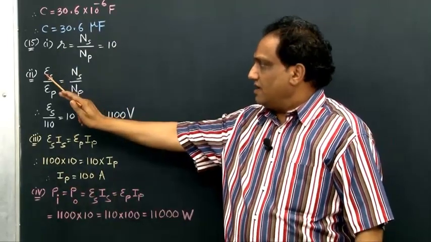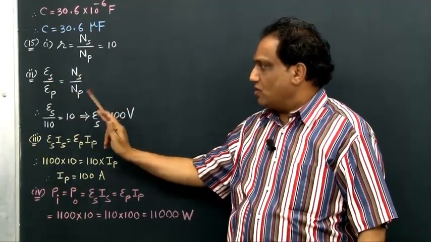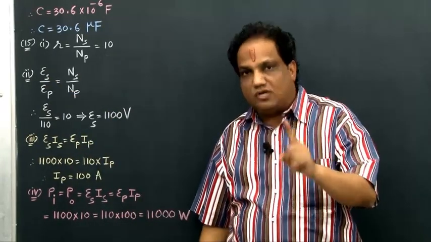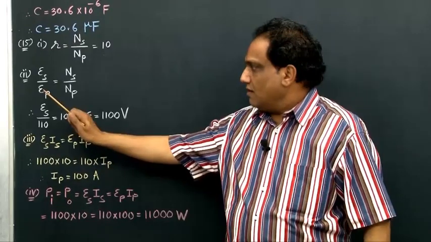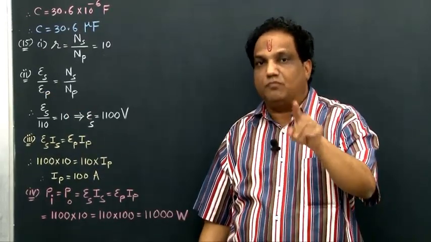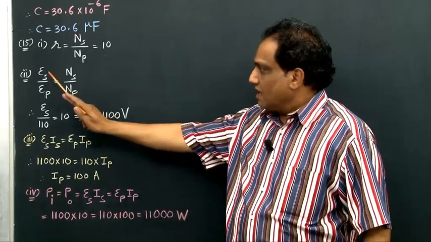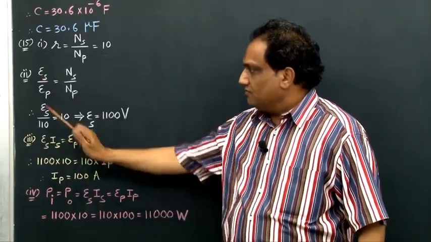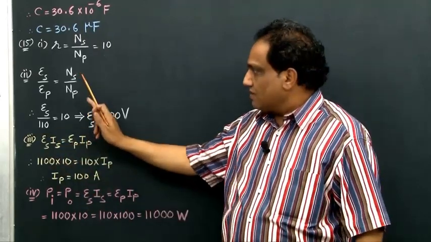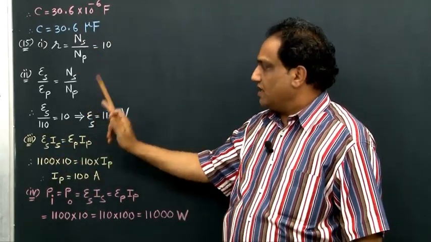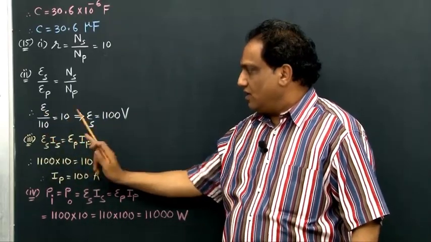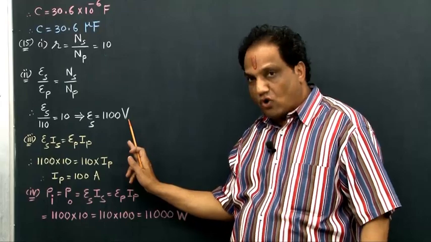Now you know the formula, Es upon Ep equals Ns upon Np. Es is the voltage in the secondary coil or output voltage. Ep means the voltage in the primary coil or input voltage. Es we require to find out. The value of Ep is given as 110 volt. Ns upon Np, that whole ratio, you know, is 10. Find Es from here: it is 110 into 10, that is 1100 volt.